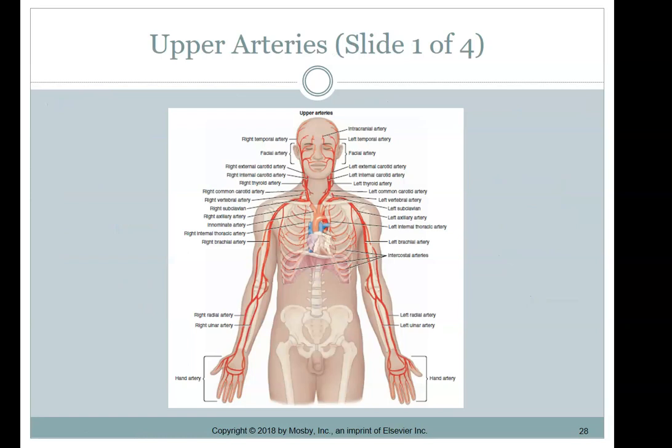First, we'll take a look at the upper arteries. We will not be able to show every single artery, but we will cover the ones that the ICD-10 book lists in the categories that are coded to.